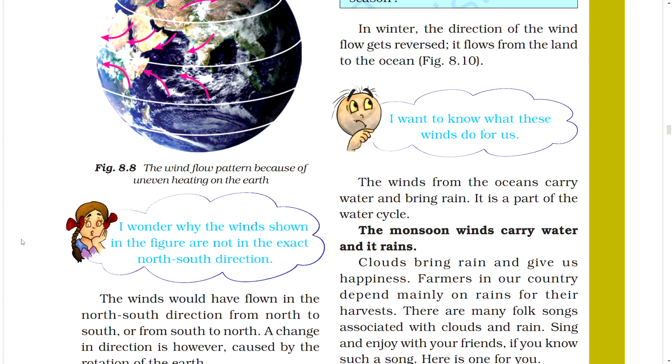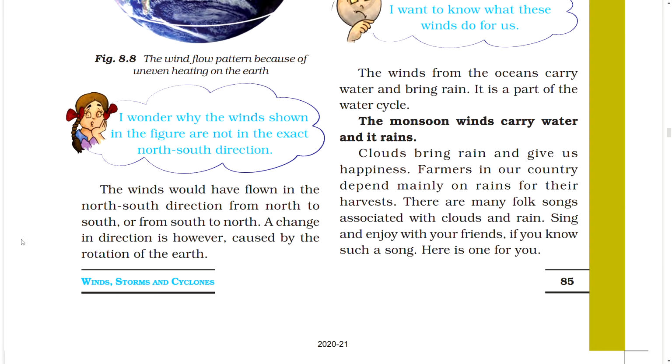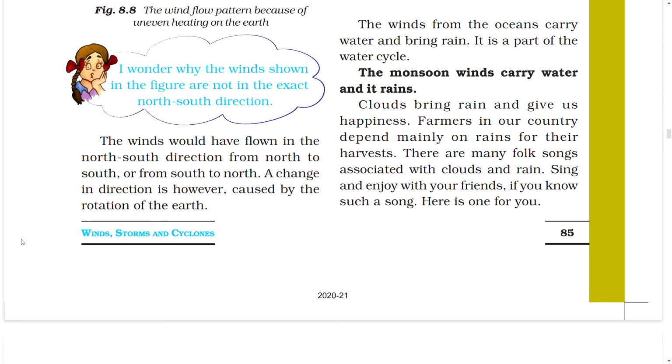Figure. I want to know what these winds do for us. The winds from the ocean carry water and bring rain. It is a part of the water cycle. The monsoon winds carry water and bring rain. Clouds bring rain and give us happiness. Farmers in our country depend mainly on rains for their harvest. There are many folk songs associated with clouds and rain. Sing and enjoy with your friends. If you know such a song, here is one for you.